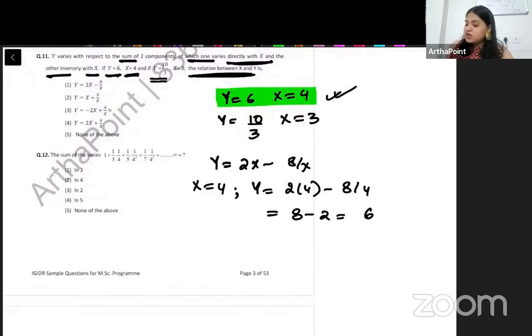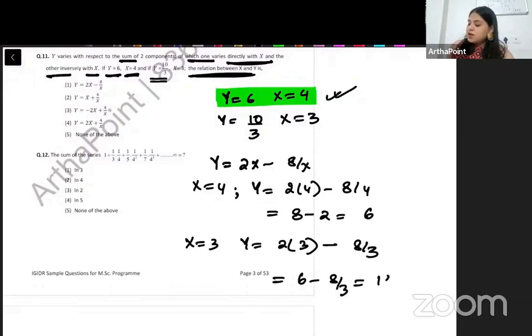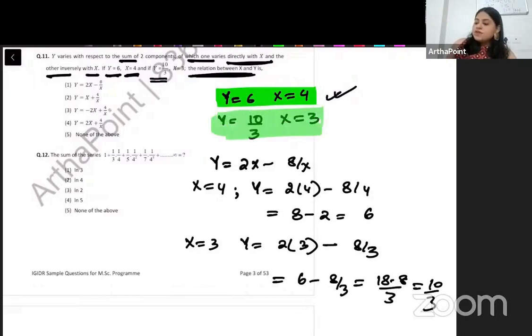Put x as 3. Y is equal to 2 into 3 minus 8 by 3. 6 minus 8 by 3. 18 minus 8 by 3. 10 by 3. This equation is also satisfied. When x is 3, y is 10 by 3. So beta, the first and the second, both equations are getting satisfied, which means that this equation satisfies both the given conditions. So this is the correct answer.